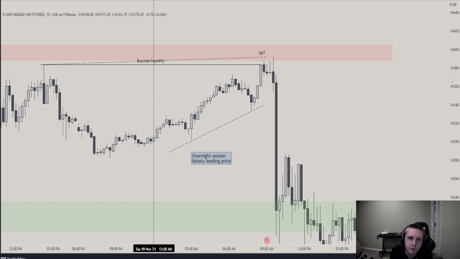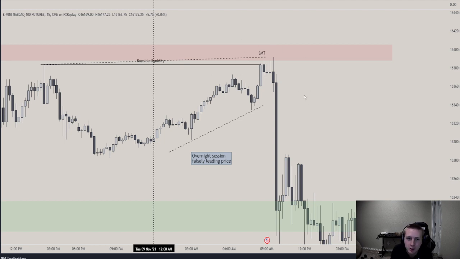And here is the 15-minute chart. As we see, overnight session is falsely leading price. This is a classic Judas swing profile. Look at what the overnight session is doing. Continue to chop higher, or reprice higher, up into this key level, this higher time frame key level.